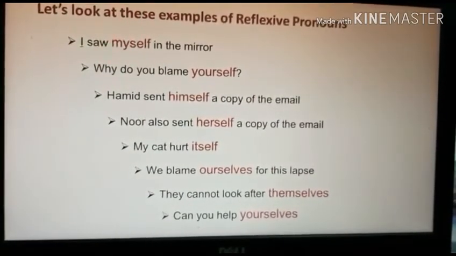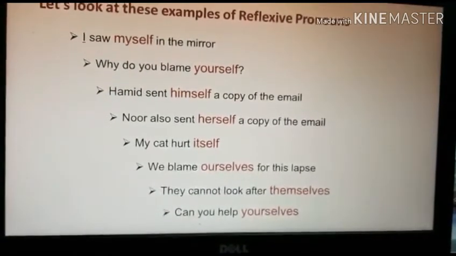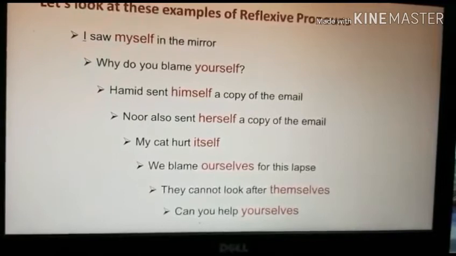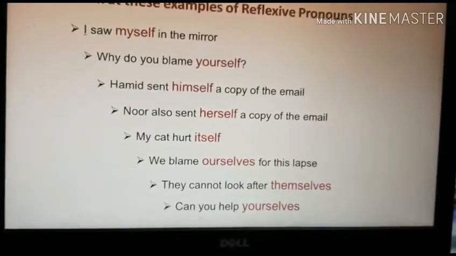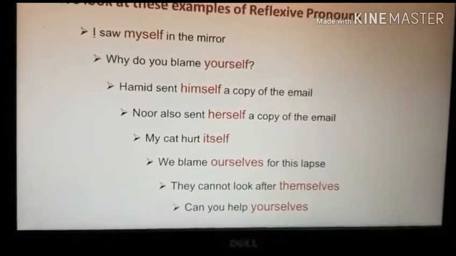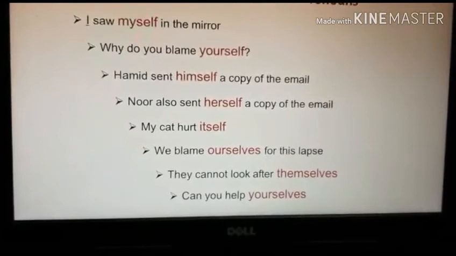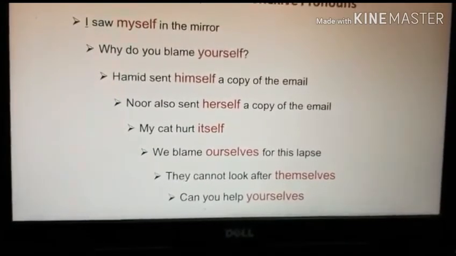When you go down, we can see, we blame ourselves for this lapse. We is plural and ourselves is the plural reflexive pronoun used. They cannot look after themselves. They is a plural word and themselves is the reflexive pronoun used.